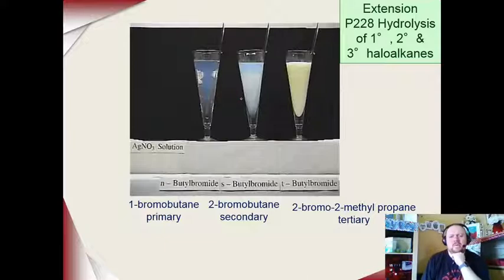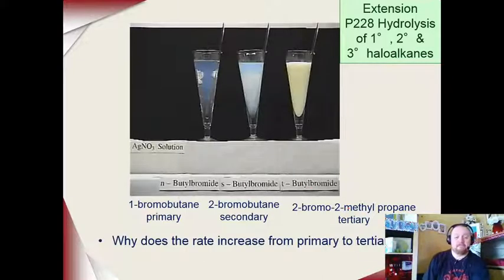So this is what the experiment would look like. This is with a primary haloalkane, a secondary haloalkane, and a tertiary haloalkane, and we can see that they are all bromo, which means that they should all be going that colour eventually. So we can see that the rate of reaction is highest when we have the tertiary haloalkane.